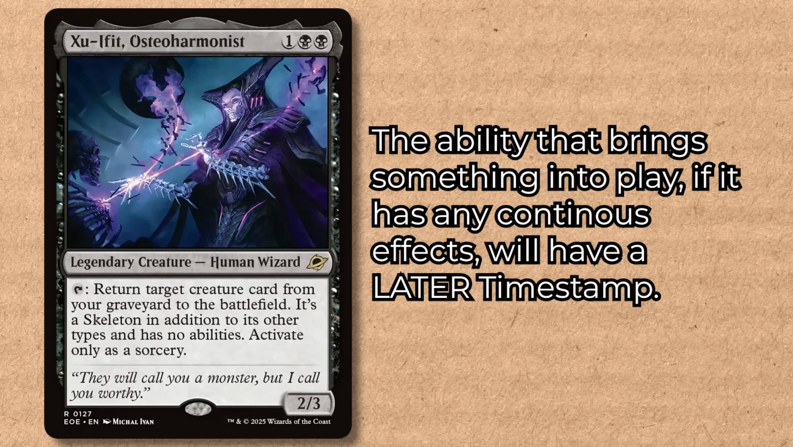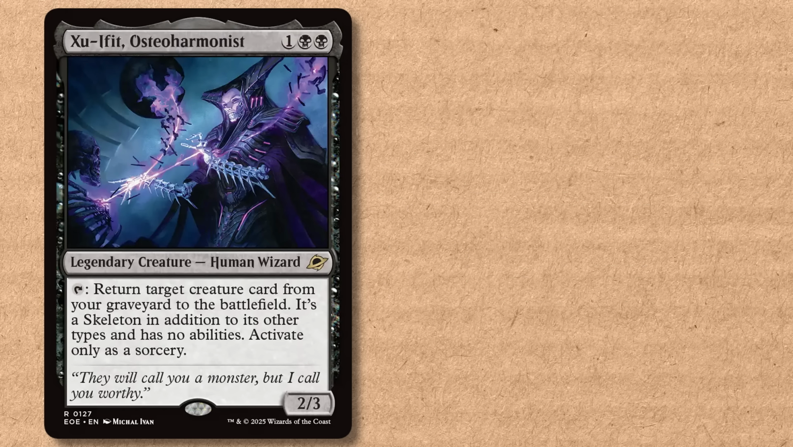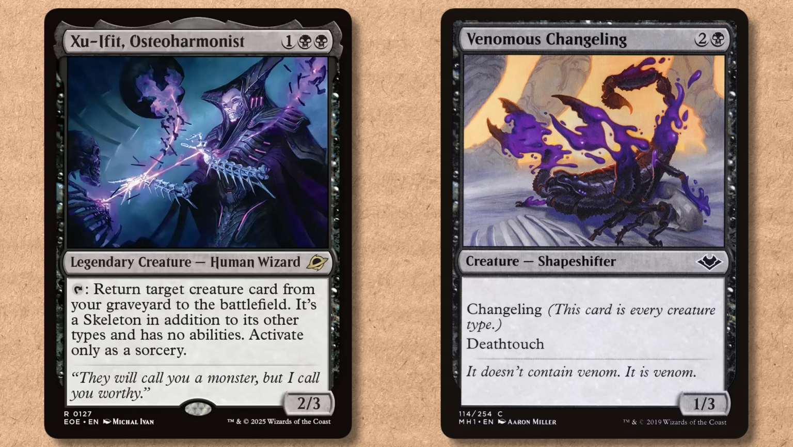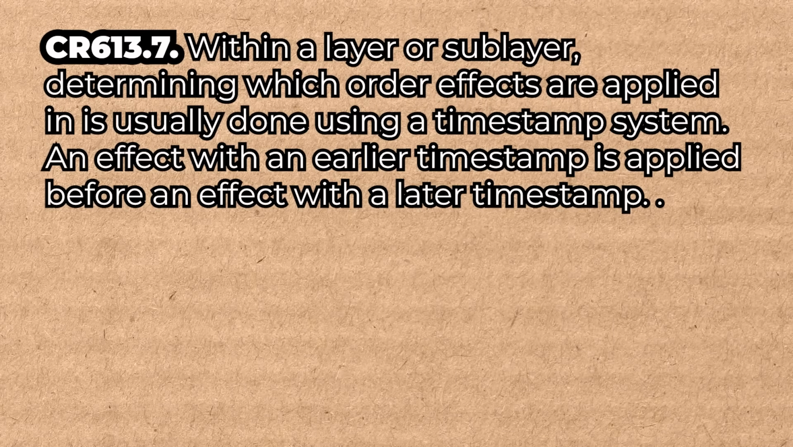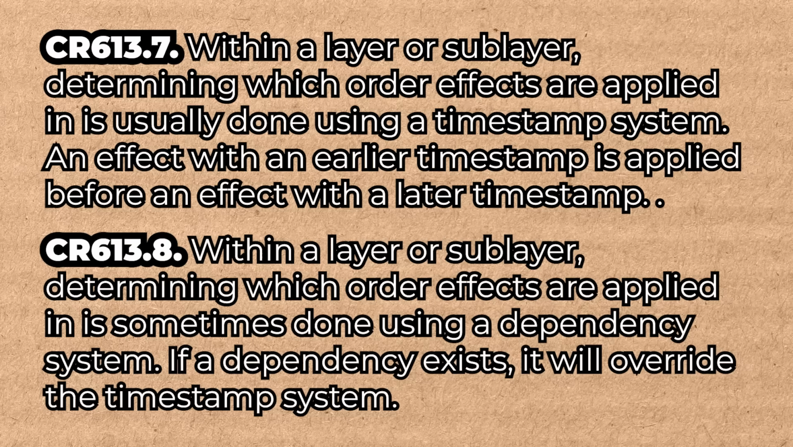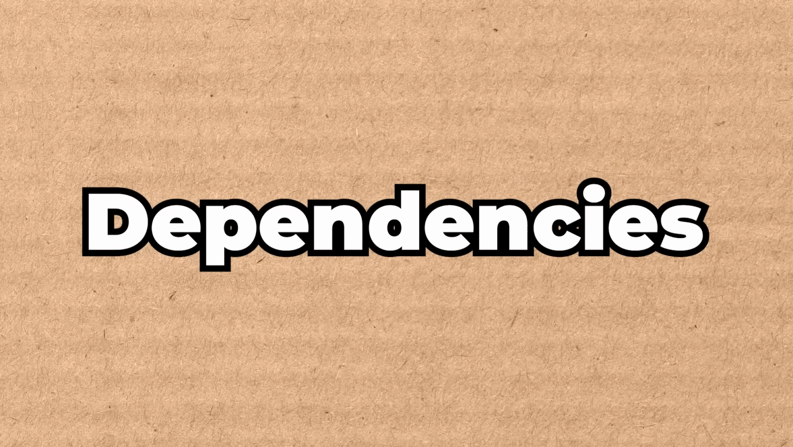The only example I can think of to demonstrate this is if Zoo brought back a Changeling: the Changeling would give itself every creature type in layer 4 first, then Zoo would change it to be just a Skeleton. Now, while we generally apply continuous effects on the same layer in timestamp order, sometimes this order is changed due to dependencies. Let's cover a quick example.